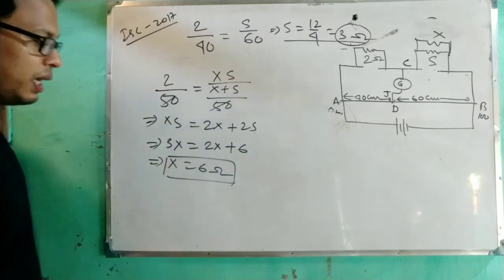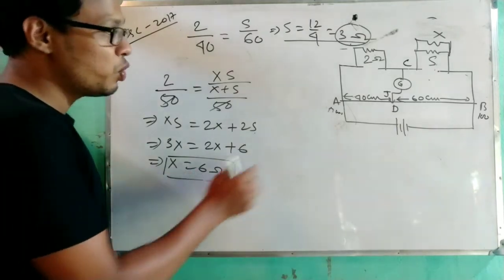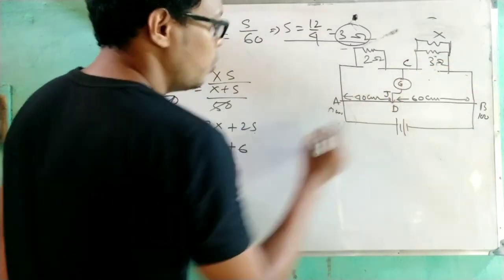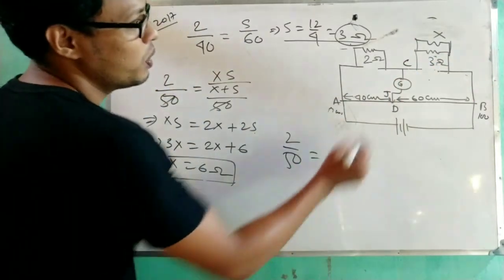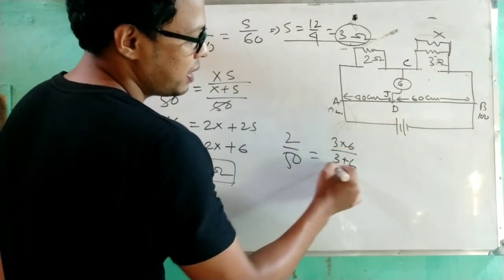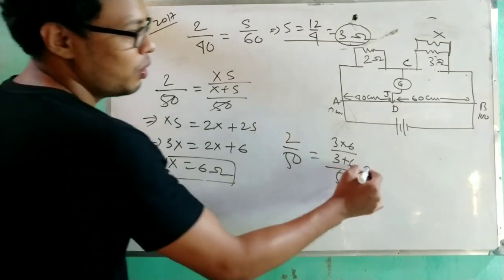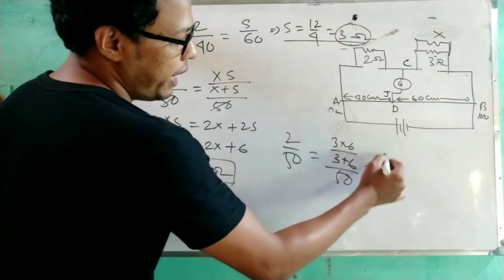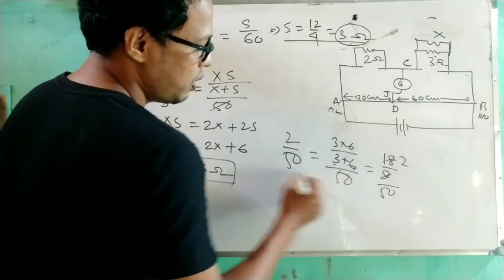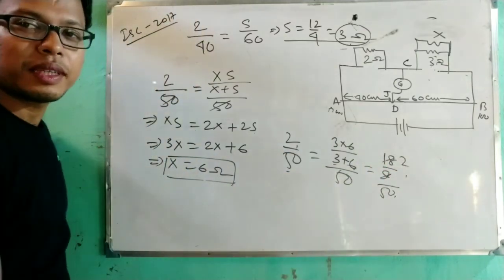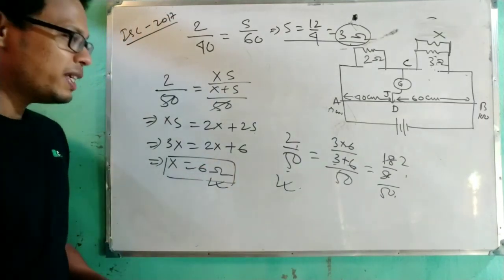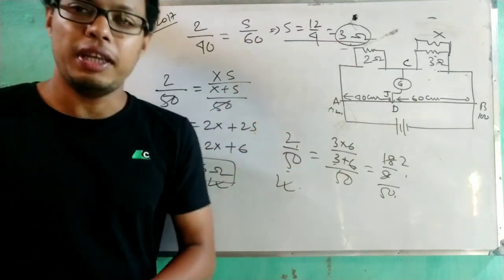See, if we connect the 6 ohm across S, where S is 3 ohm, look, 2 by 50 equals 3 into 6 divided by 3 plus 6, by 50. I am telling you this will come out equal. Why? It is 18 divided by 6 plus 3, which is 9. So this is 2 by 50. Now see, 2 by 50, 2 by 50 came. Clear? I hope you have understood this. So the value of X will be 6 and the value of S will be 3. Clear?